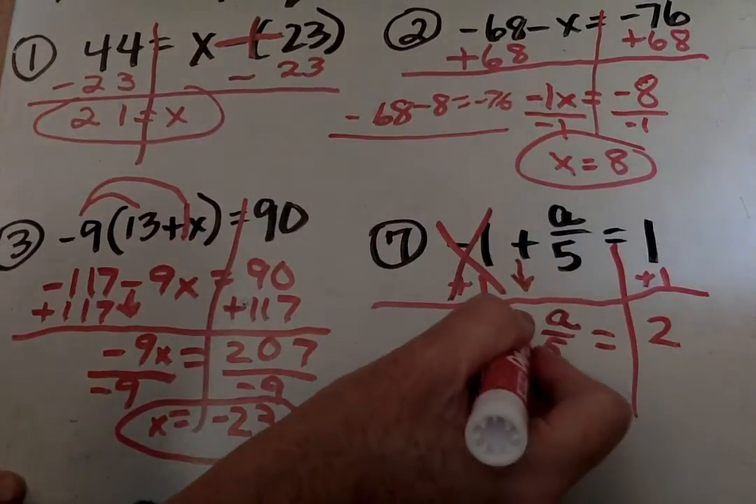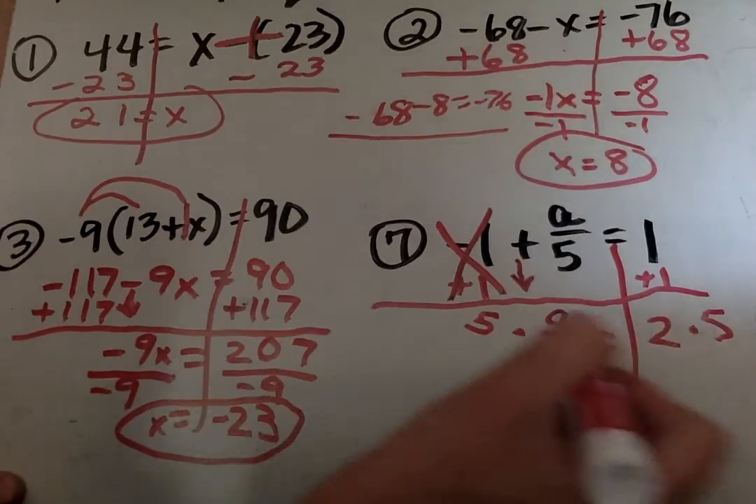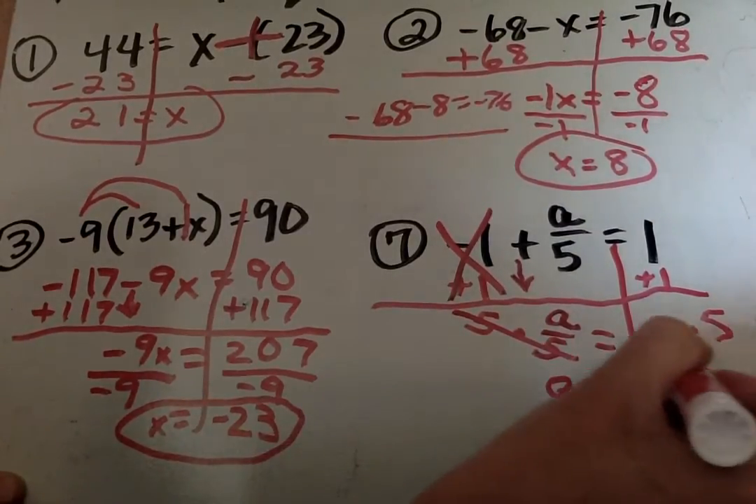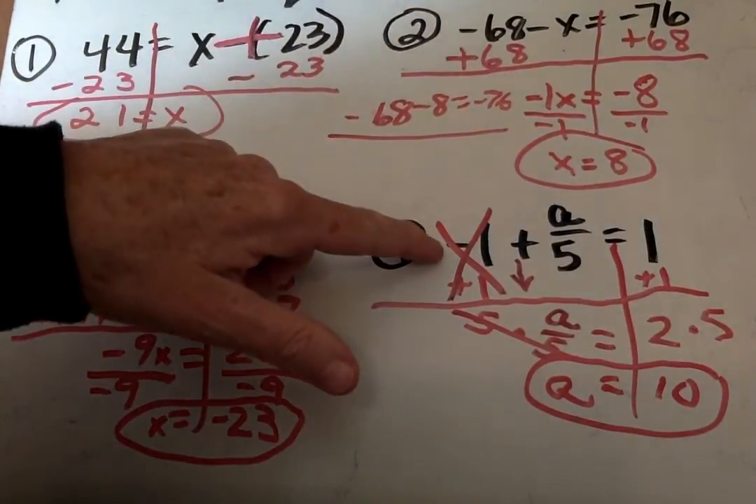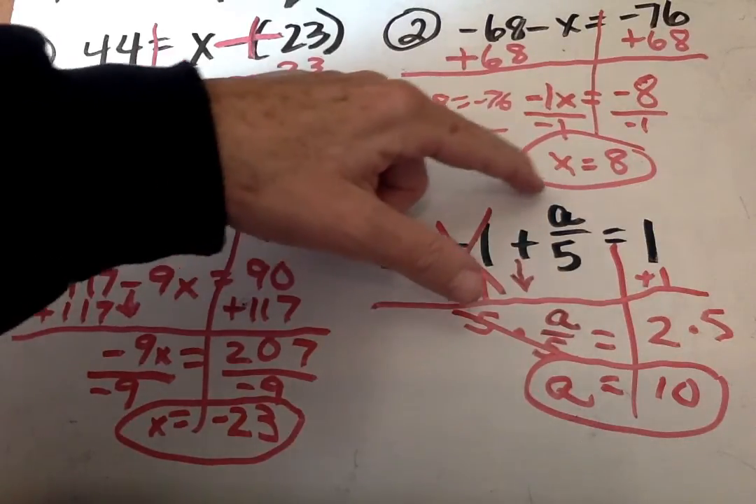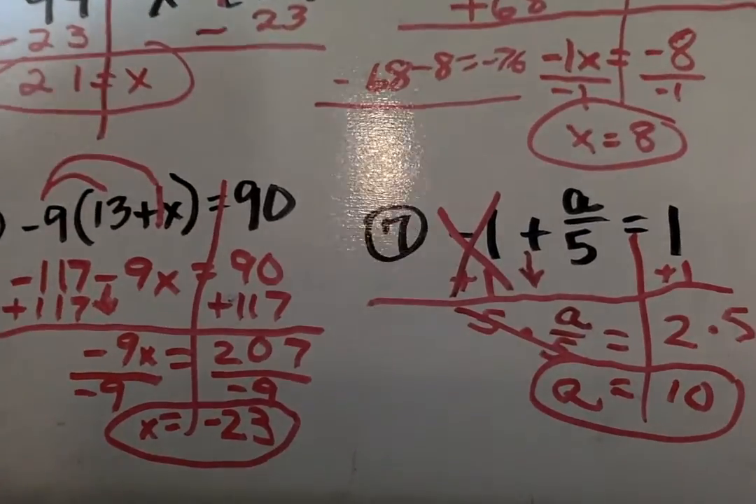A divided by 5 is 2. So I'm going to multiply by 5 on both sides. And A equals 10. So if I want, I can plug it back in. Negative 1 plus 10 over 5 is 2. So negative 1 plus 2 equals 1. That's correct.